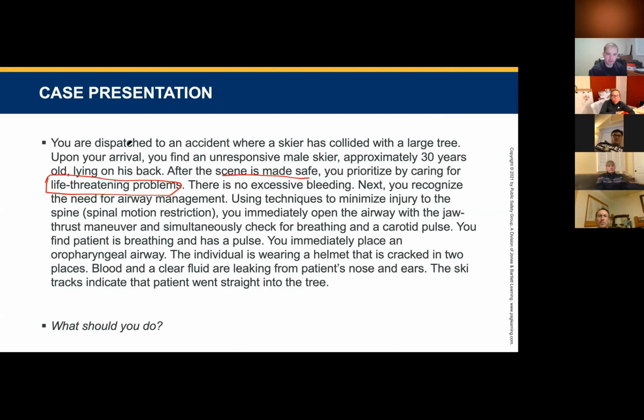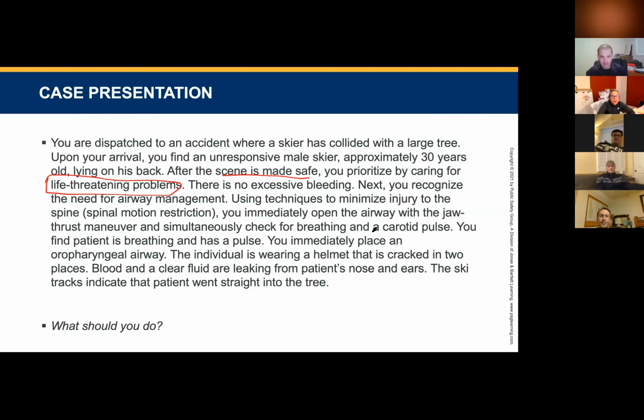All right. So next, you recognize the need for airway management. So actually, no excessive bleeding. You recognize it for airway management. Using techniques to minimize the injury, you immediately open with a jaw thrust and check for breathing and a carotid pulse. Why do we use a jaw thrust in this case? Spinal possibility. Spinal possibility, absolutely.